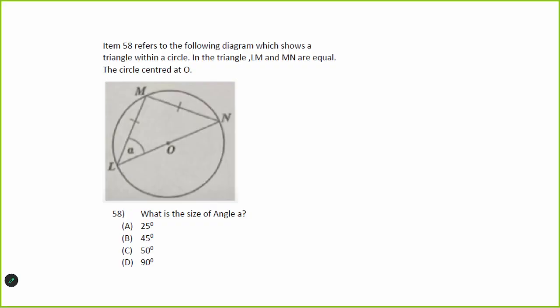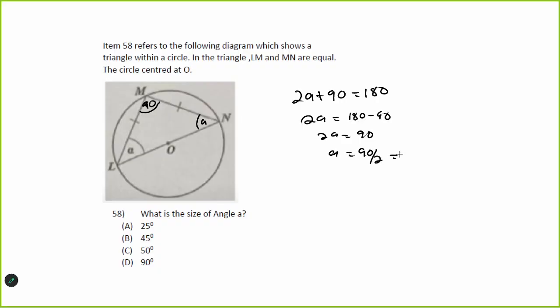Item 58 refers to the following diagram, which shows a triangle within a circle. The triangle LM and MN are equal. The angle at the center is 0. What is the size of angle E? So we should know that this here, because it is your diameter, is 90 degrees. So we have two sets of E's because this is equal. So 2A plus 90 is equal to 180. So 2A is equal to 180 minus 90. So 2A is equal to 90. So A would be 90 divided by 2, which is 45. So the answer is B for this one.